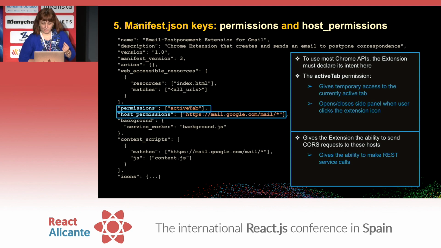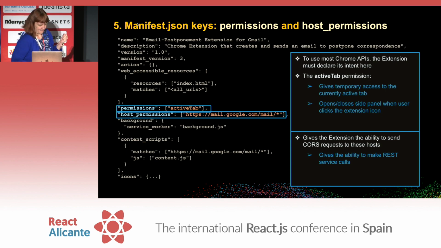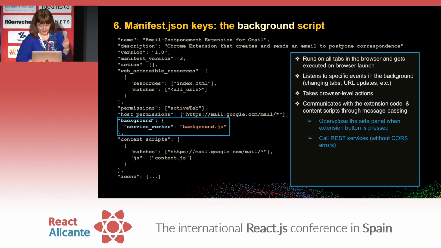And lastly, the host permissions grant the extension the ability to send cross-origin resource sharing requests to the host mentioned in the array. And this allows us to make the service call to the fetch API in order to save our notes. And now I'm going to talk about what's the most important here, actually. And these are actually vanilla JavaScript files.